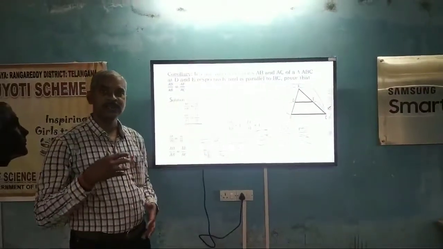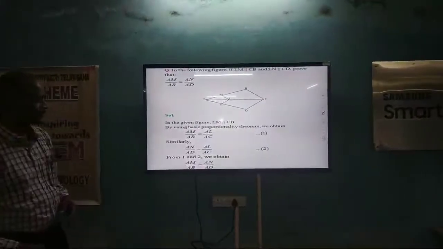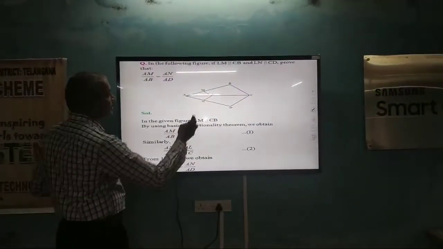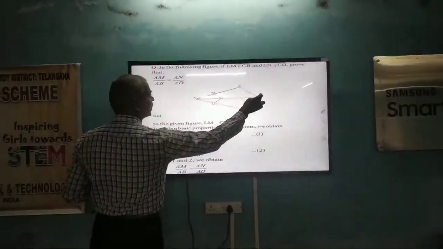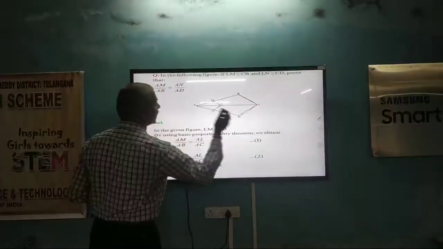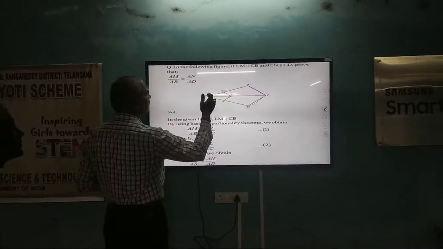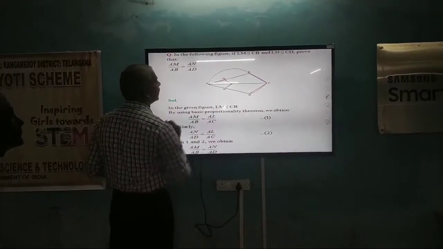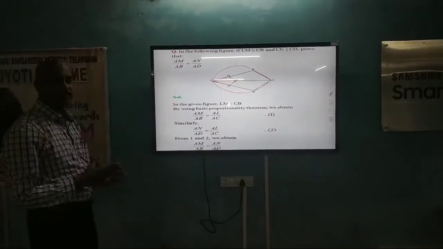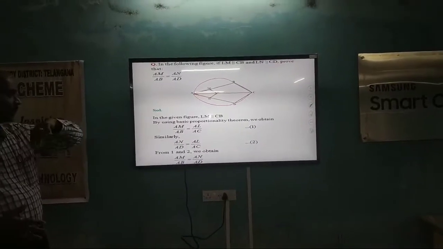Next we are going to discuss another problem. Here you see, in the following figure, LM is parallel to CB, and LN is parallel to CD. Then we have to prove that AM by AB is equal to AN by AD. We prove this by using the basic proportional theorem.